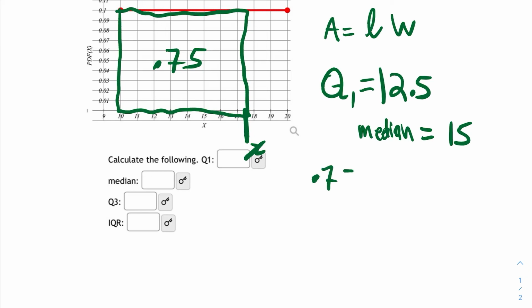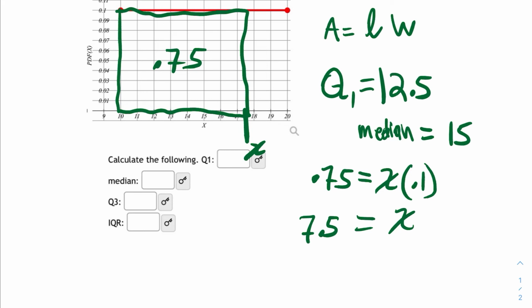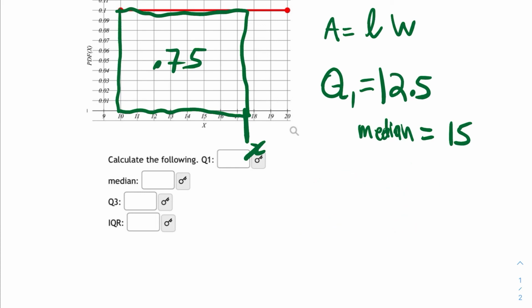It's going to be 0.75, the area, equals the length, which is x, times the width, which is still 0.1. When I divide both sides by 0.1, I get x is equal to 7.5, which I know means that I'm 7.5 units above the beginning of this density curve. So that's 10 plus 7.5, and I find that the third quartile is 17.5. So the third quartile, which is denoted Q3, is 17.5.